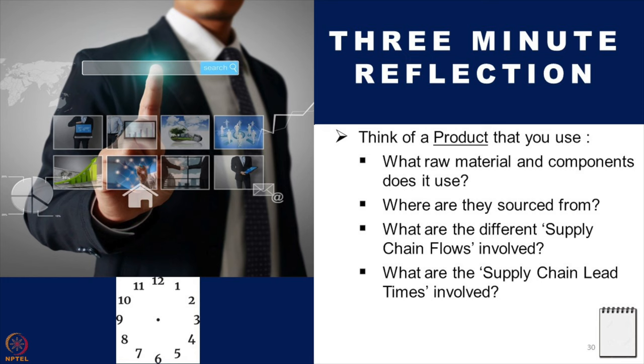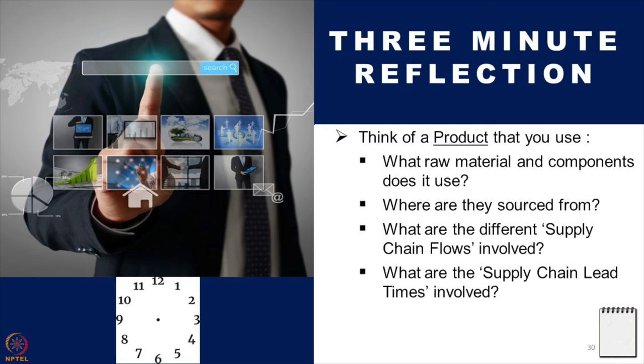Think about what raw material would have gone into it. If it's a chocolate, cocoa, sugar, the paper wrapper, etc. What raw material have gone into it? Try to research where the raw material was sourced from. So in the chocolate example, where did the cocoa come from? Is it from India or did it come from Ethiopia in Africa or some other part of the world? So think about where the raw material came from.